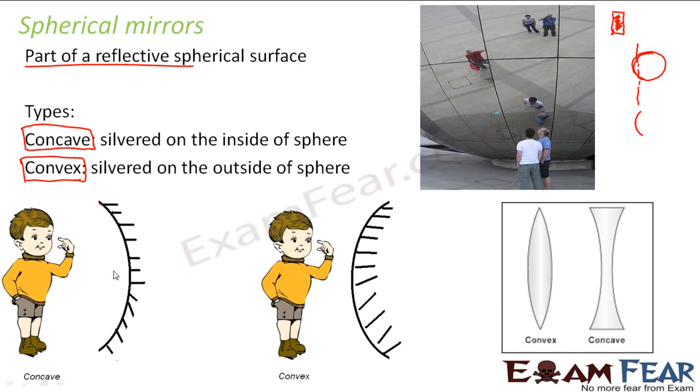And in case of convex mirror, it is silvered on the outside of the sphere. That means this is a part of your sphere. So outside of the sphere is silvered. So this is the mirror side.